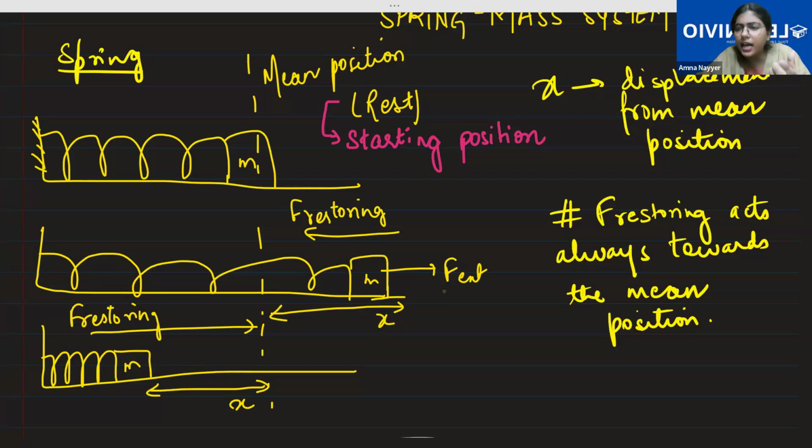You must have done action-reaction of Newton's law. So as a response to this external force, a restoring force is developed so that your system can be brought back to its original state where it was at its mean, resting position, and no external force was coming into the system and disturbing the system's equilibrium. Got it?